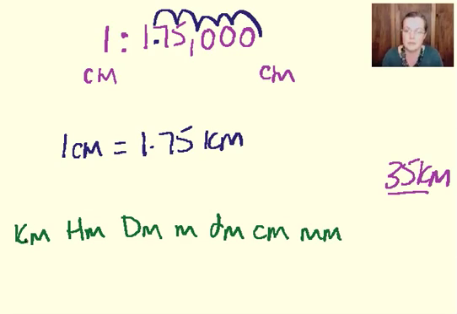It's called the decimal system. I think it's all to do with tens. Notice these are all little letters because these are bits of a metre. These are all capital letters because they are lots of metres.